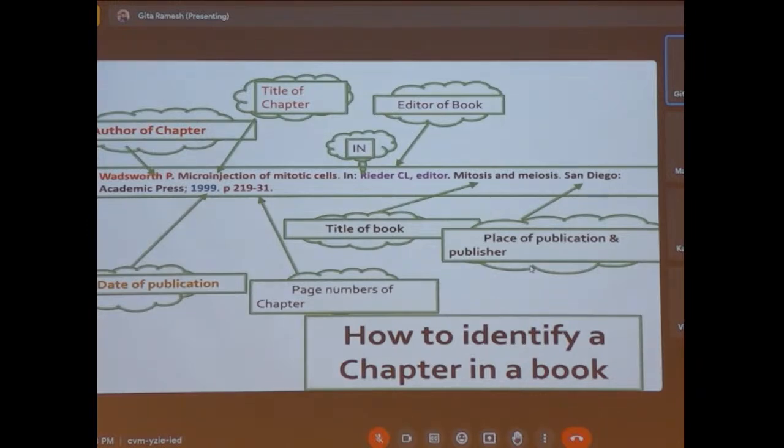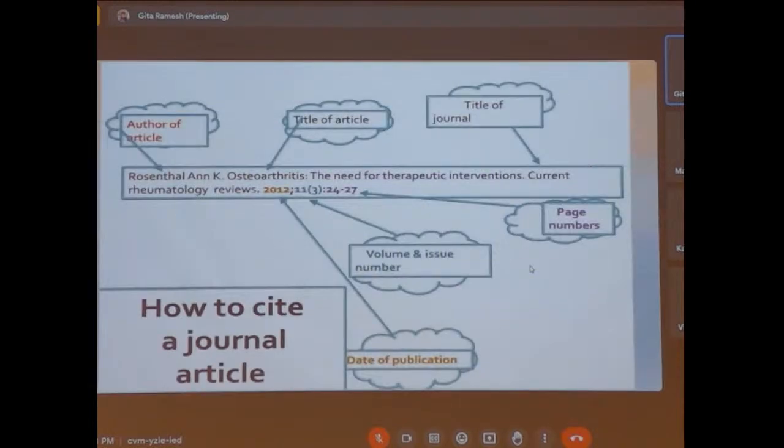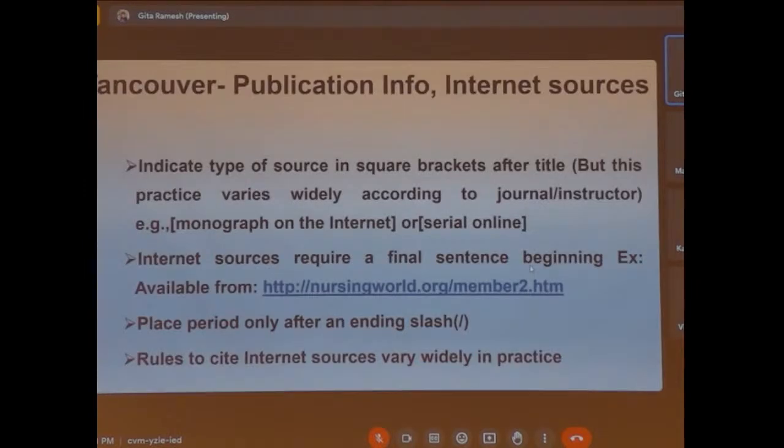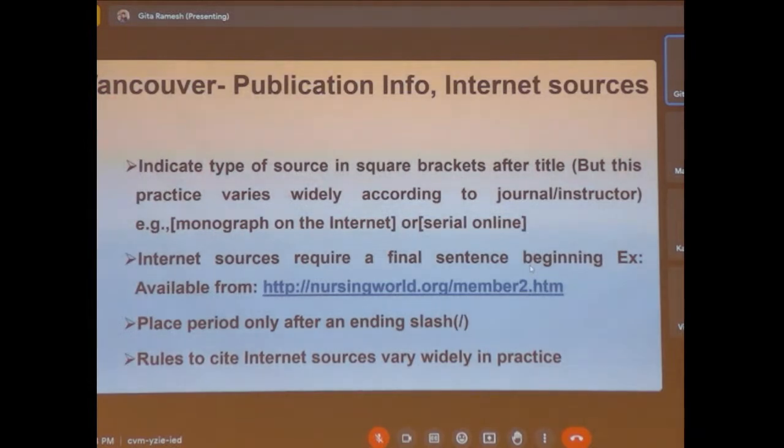When you cite a chapter in a book, and when you cite a journal, this is how it will be. The author of the article, the title of the article, the title of the journal, the volume and issue number, the date of publication, and the page numbers from which you have cited. So, in Vancouver style, this is the commonest one. This is how you will be writing.